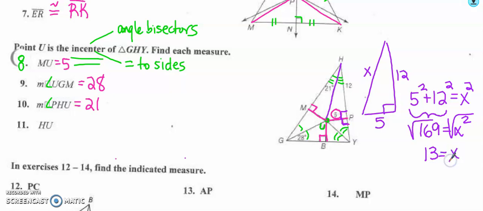Now that's a popular one. Try to memorize that. When it's 5, 12, there's a 13. So HU is 13. Take a minute to think about that. Hopefully that makes sense to you.